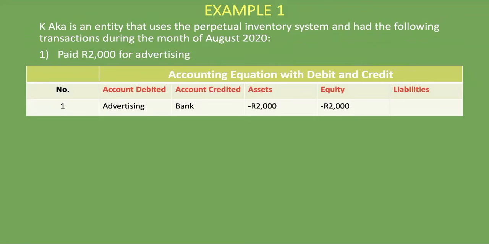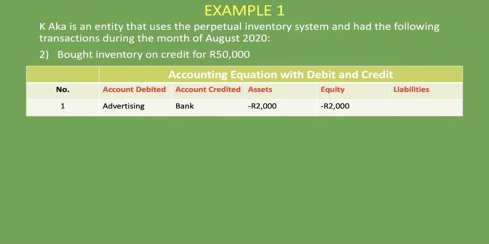We always put our expenses under the equity section, as well as our income if we have the income. So you can see our assets still equal our equity plus liabilities, because on the asset side we have minus 2,000, and then the equity we have minus 2,000 as well. We have nothing on liabilities, so we are still good. Let's move on to the second example.